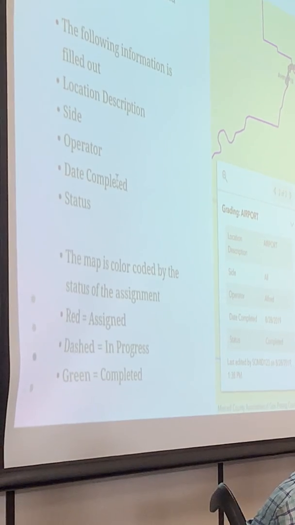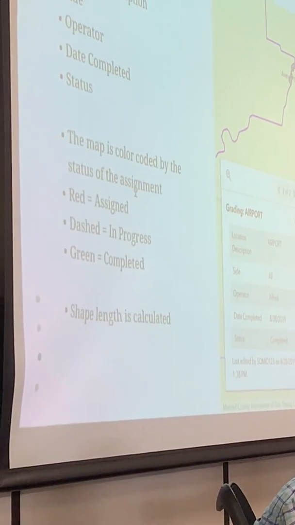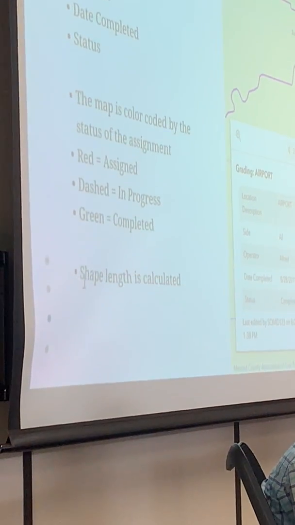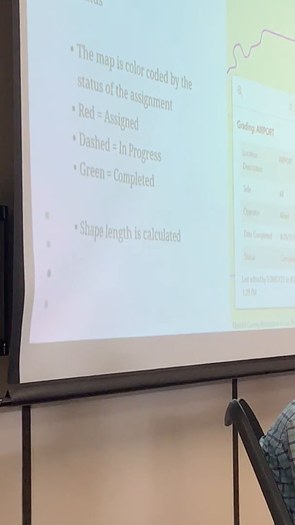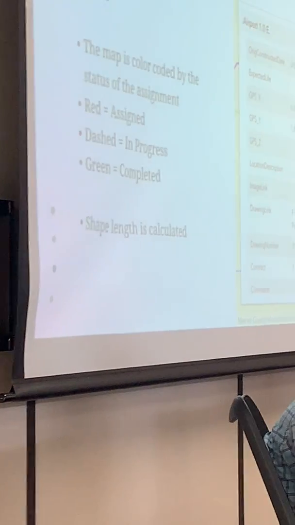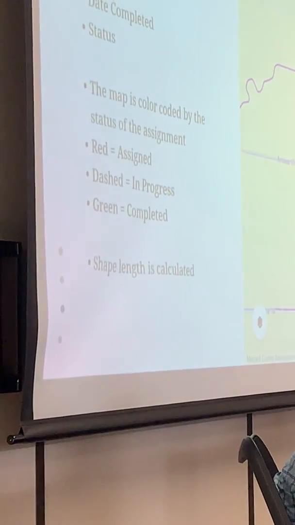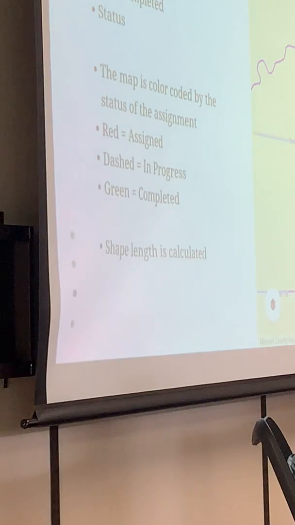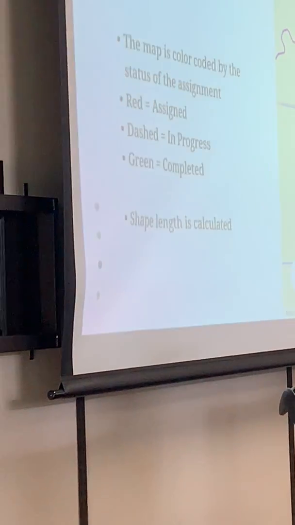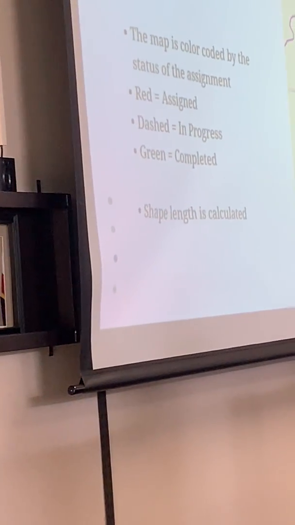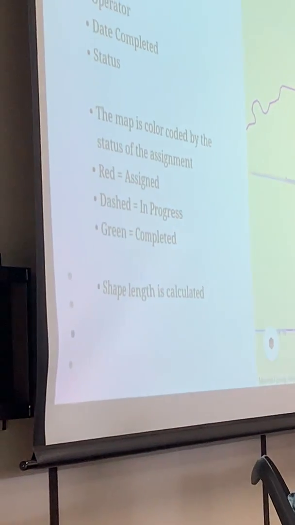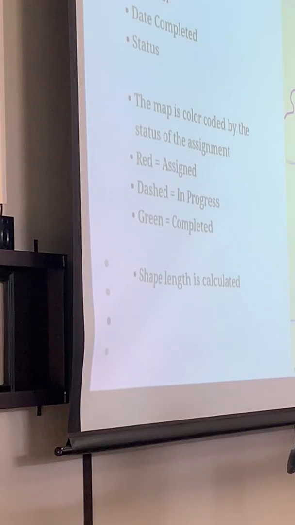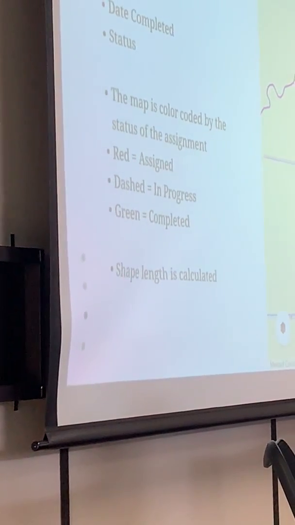status. One huge advantage of a system like this is that the length of the feature is calculated. So this is a way that we can get real analytics on how many miles we're able to grade in a given period of time. All of these features can be filtered and queried to look at a specific week, specific operator, analytics that in the past would involve sifting through stacks and stacks of paperwork.